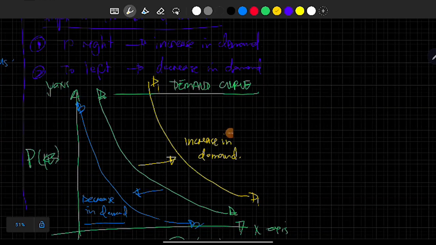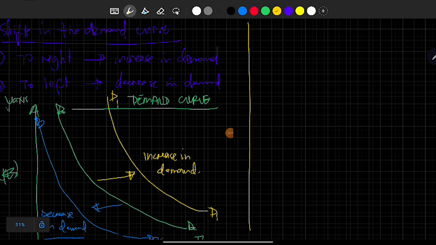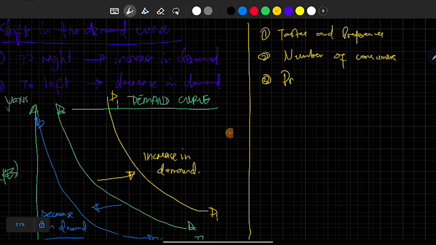But in this case, a shift in the demand curve is caused by a few factors which I want us to discuss. One is tastes and preferences of consumers. If there is a change in consumer tastes and preferences, that may affect the overall demand, the number of consumers. The other factor is prices of related goods.